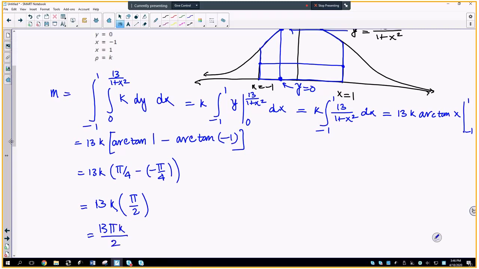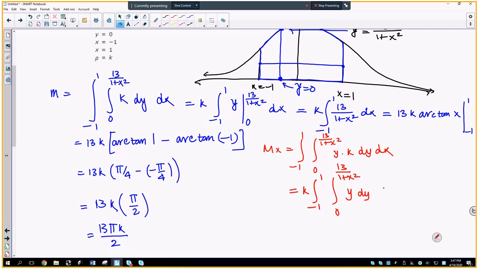That's the mass. Once I know the mass, I'm going to find out the value for mx and my. Remember the formula for mx, you're going to integrate over the same limits, so -1 to 1, and then 0 to 13 over 1 plus x squared. And you're integrating y times k this time, with respect to y, and then with respect to x. As usual, you can take the k out, and your integration becomes much easier. -1 to 1, integration 0 to 13 over 1 plus x squared, and you are integrating y dy.